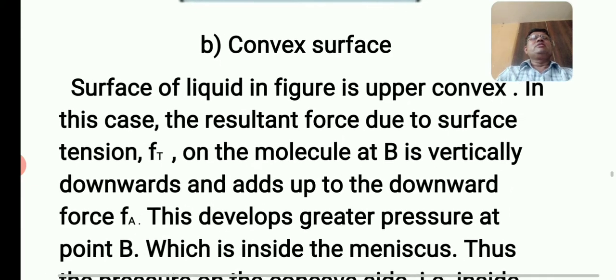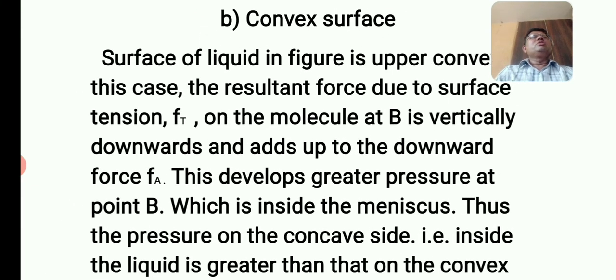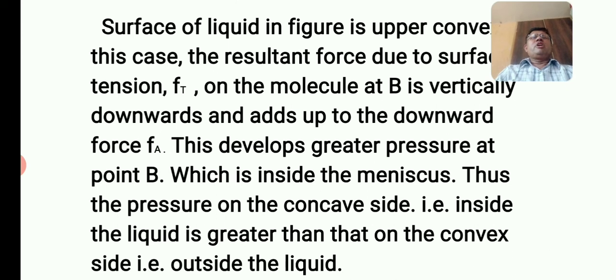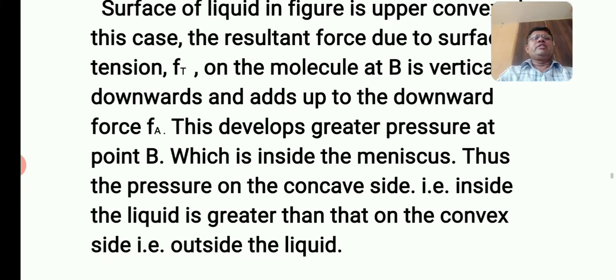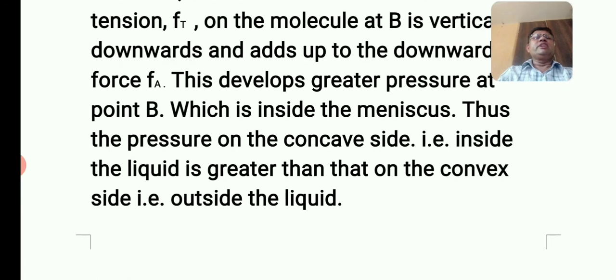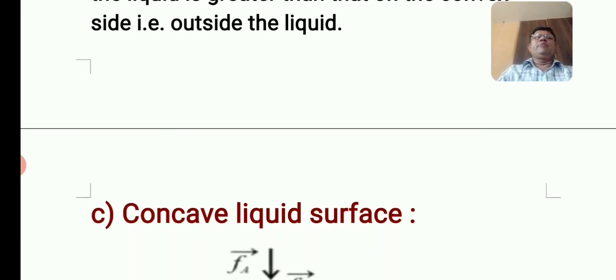In this case, the resultant force due to surface tension Ft on the molecule at B is vertically downwards and adds up to the downward force Fa. This develops greater pressure at point B, which is inside the meniscus. Thus, the pressure on the concave side, that is inside the liquid, is greater than that on the convex side, that is outside the liquid.